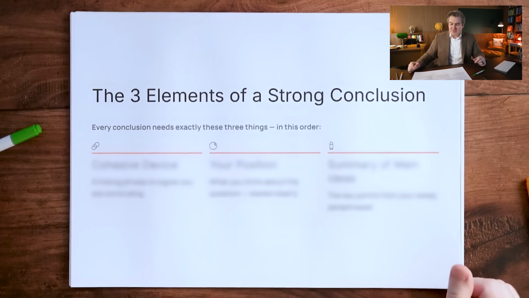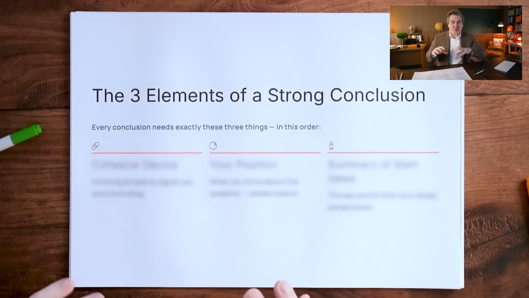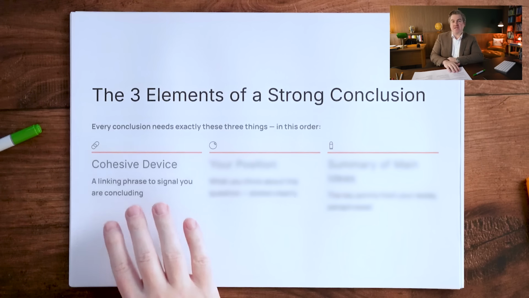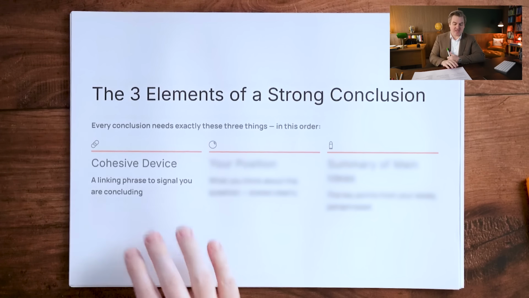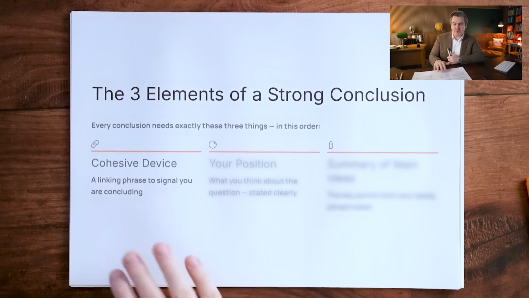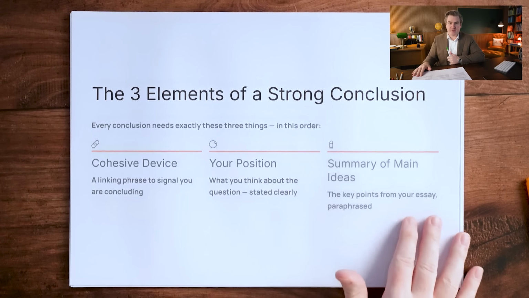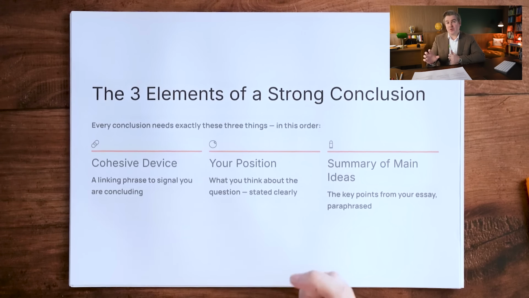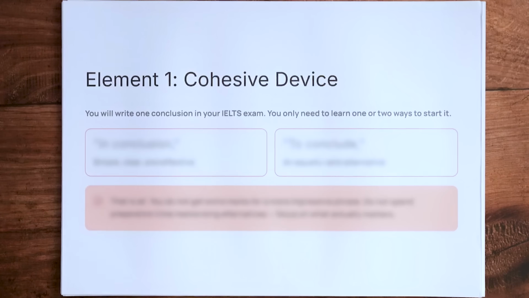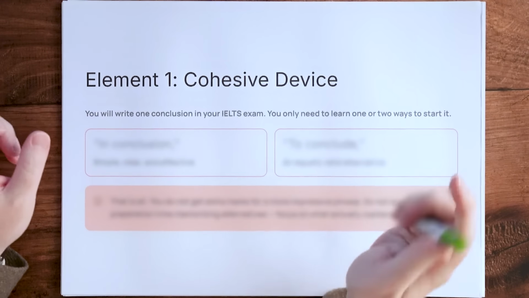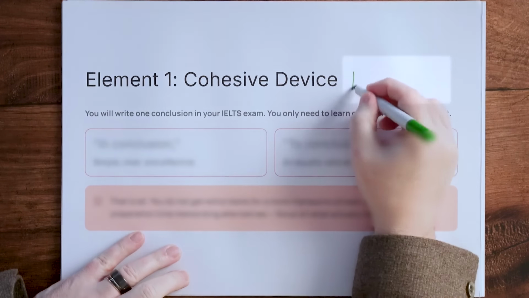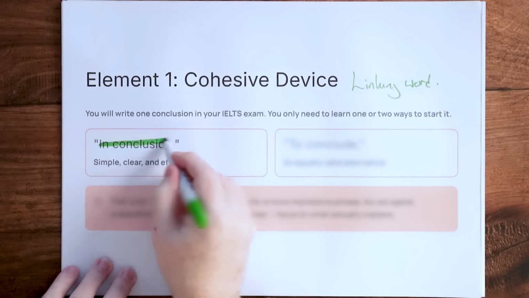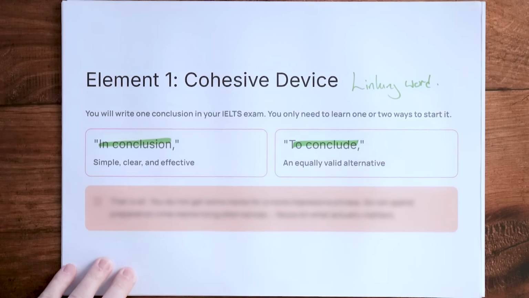So like most things we do at IELTS Advantage, we've broken the conclusions down into 3 parts. The first part is your cohesive device, sometimes known as a linking word. Then you state your position, then you summarize your main ideas. If you have those 3 elements and you do those properly in your conclusion, you have a good conclusion. So the first element is your cohesive device, sometimes known as a linking word. Common ones are in conclusion or to conclude.